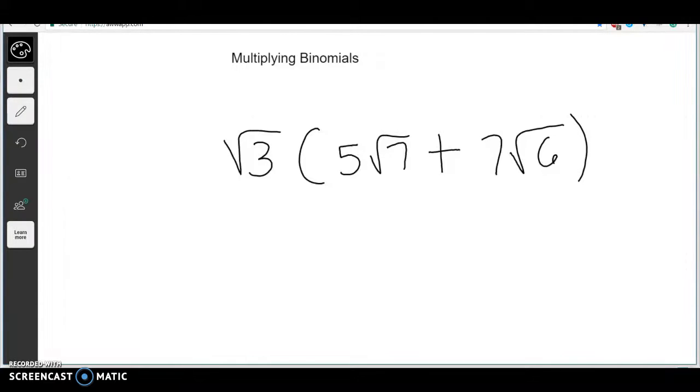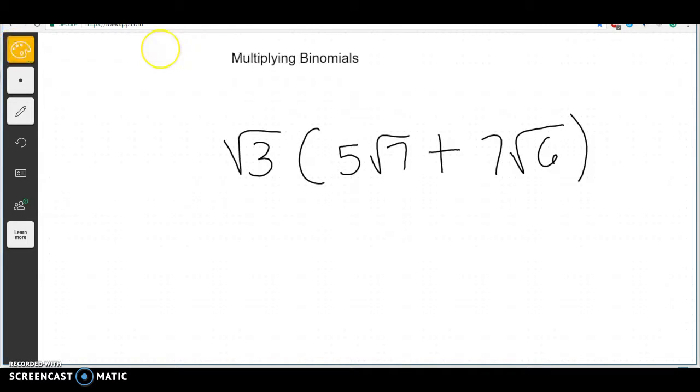Okay, so today we're going to talk about multiplying binomials, specifically radical binomials, and that's where we're going to end up at the end of today. Before we start with that, though, we probably should start with talking about how you distribute radicals.